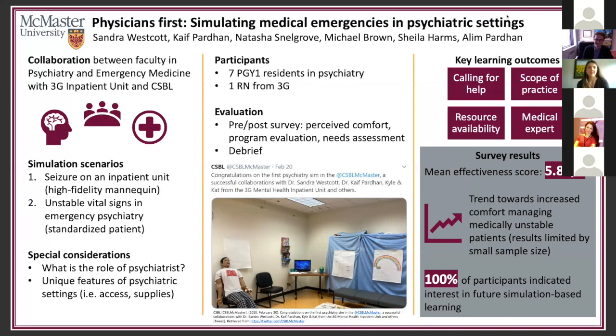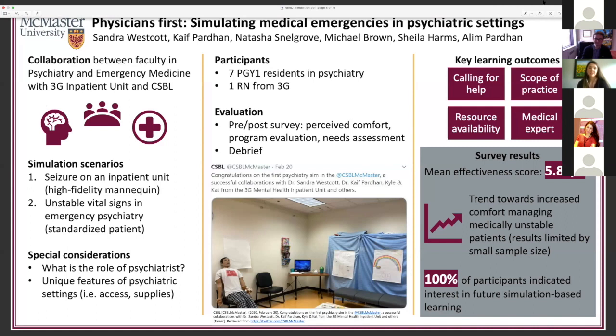Simulation is widespread in other areas of medical education and remains relatively underutilized in psychiatry. This is actually the first time that we've incorporated simulation into our postgraduate training program, and it's situated within a broader, novel medical psychiatry curriculum that was developed in collaboration with faculty in psychiatry as well as in emergency medicine. For the simulation component in particular, we also partnered with staff from the 3G Child Psychiatry Inpatient Unit, as well as McMaster's Center for Simulation-Based Learning.